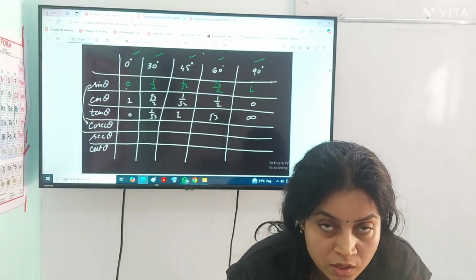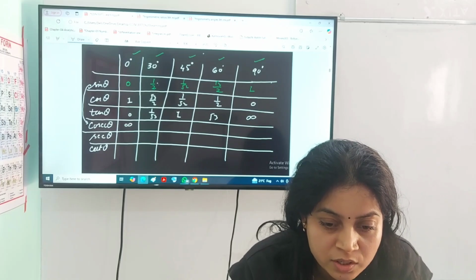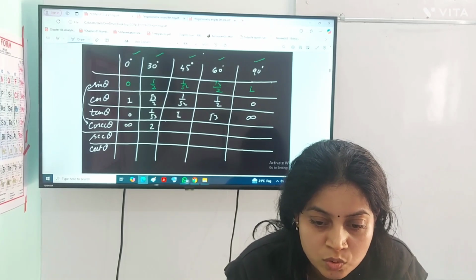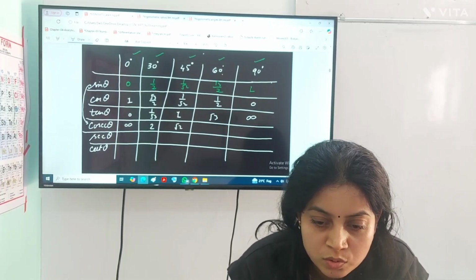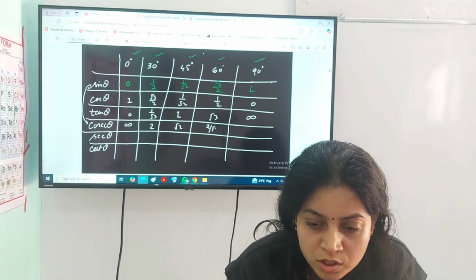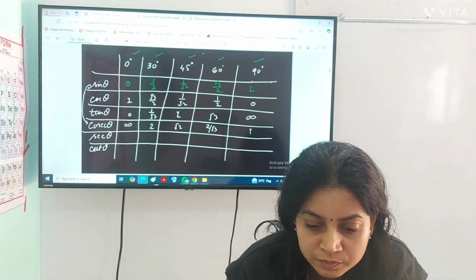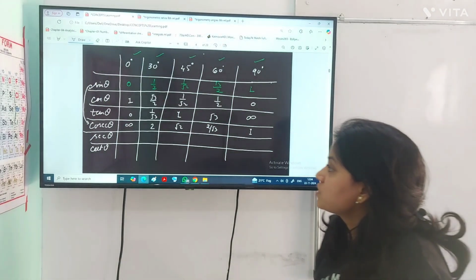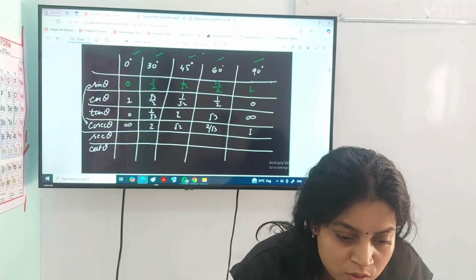Then what is the reciprocal of sine? That is cosec. The reciprocal of 0 is 1 by 0, which is not defined. Reciprocal of this is 2. Reciprocal of this is root 2. Reciprocal of this is 2 by root 3. Reciprocal of 1 is 1.